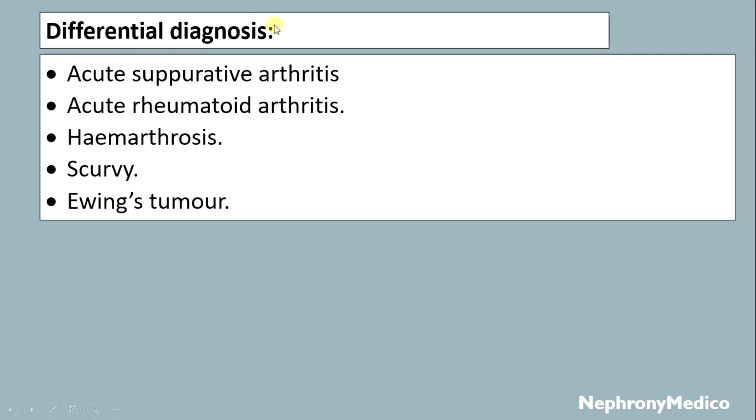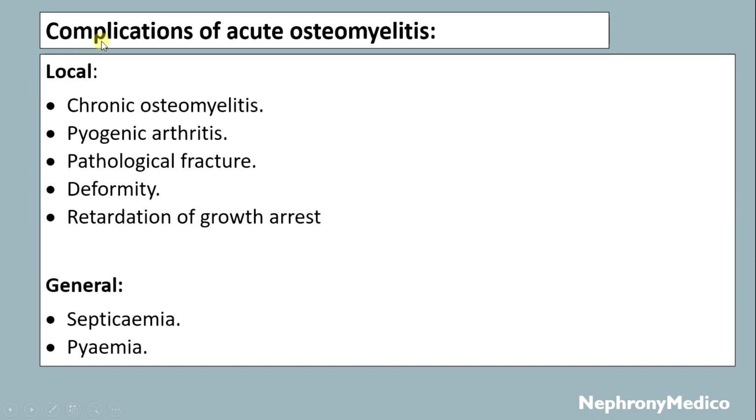Now, differential diagnosis: acute suppurative arthritis, acute rheumatoid arthritis, hemarthrosis, scurvy and Ewing's tumor. Now, complications of acute osteomyelitis. Local includes chronic osteomyelitis, pyogenic arthritis, pathological fracture, deformity and growth arrest. General includes septicemia and pyemia.